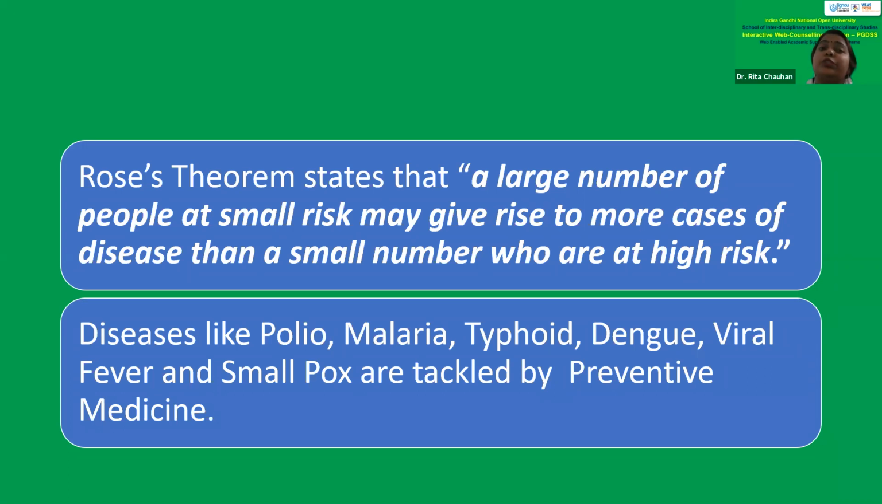There's a famous Rose theorem which states that a large number of people at small risk may give rise to more cases of disease than a small number who are at high risk. So we have to give priority to those large numbers of people who are at small risk. And this can be done through preventive medicine measures.